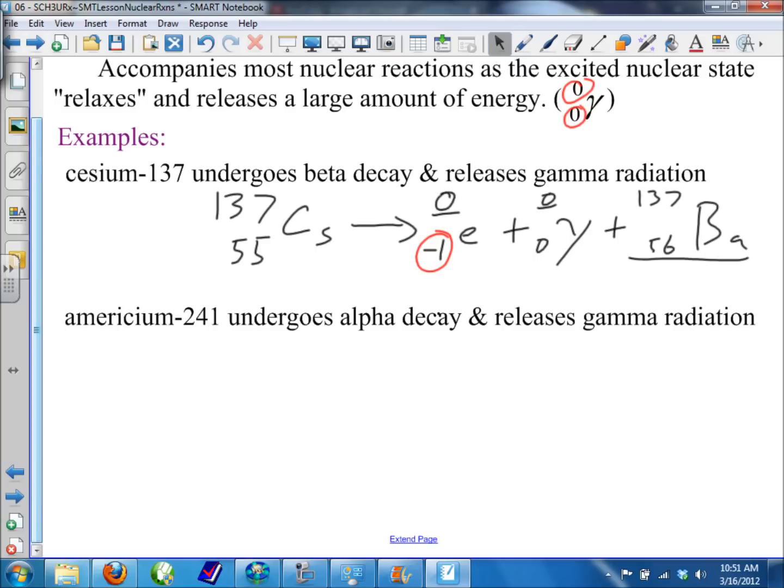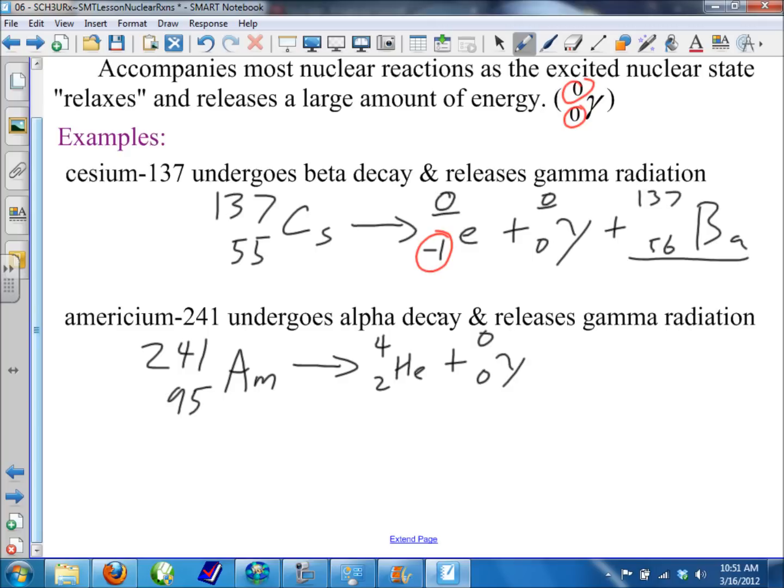Okay, our next example here is americium-241, atomic number 95. Now it says it undergoes alpha decay, and an alpha particle is 4 2 helium, and it releases gamma radiation. Now we have to figure out what the third particle is going to look like. We can see that we have 241 here, we've got 4 here. This is going to become 237. We know we're starting with 95. We subtract 2. That becomes 93. And if we take a look on our periodic table, 93 is neptunium.